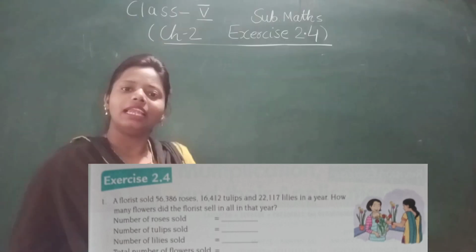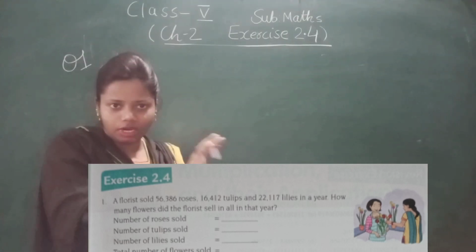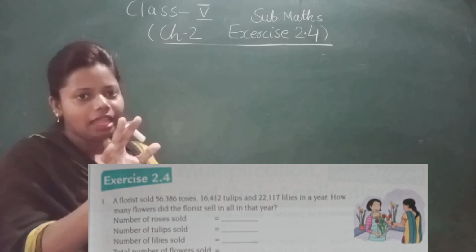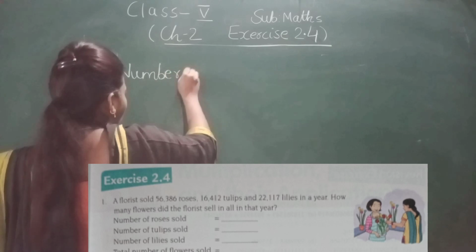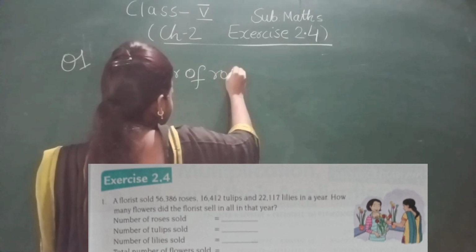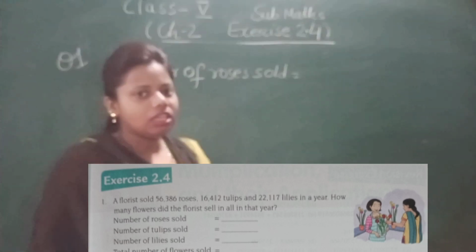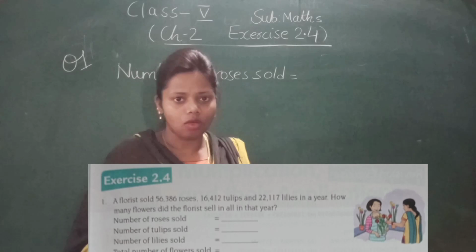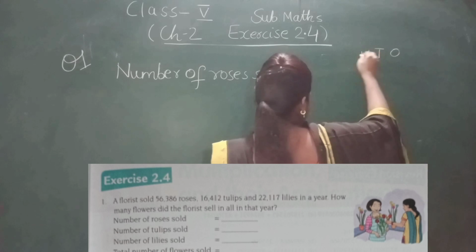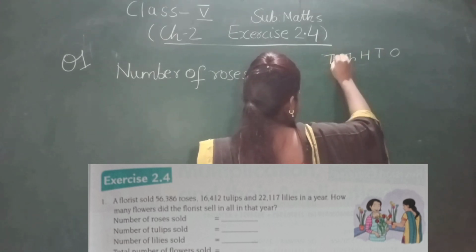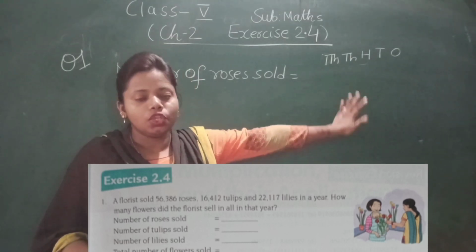So now let's do question number 1. First we will write whatever is given in the question, then we will add. Number of roses sold is equal to, see, it is given up to the 10,000 place. So ones, tens, hundreds, thousands, ten thousands. Why have I written this? Because it will be easy for you to add.